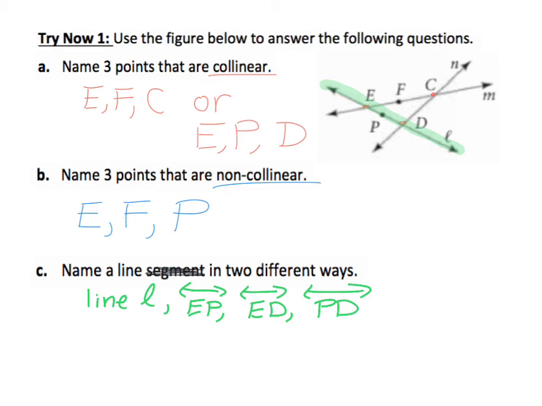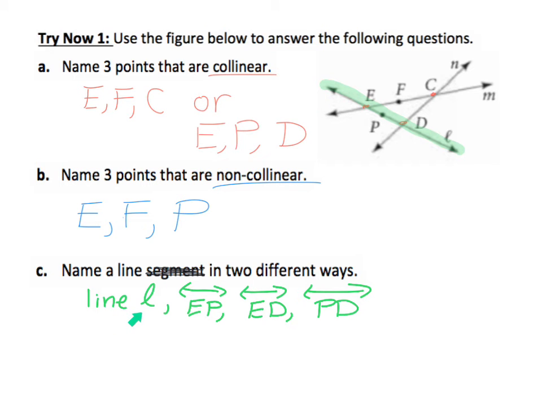Just choose any 3 points that cannot be connected by a straight line. Your answer could vary from mine. I used E, F, and P. Finally, naming a line in 2 different ways. I went ahead and chose the line that I highlighted here in green. The way to name it with a single letter would be line L.